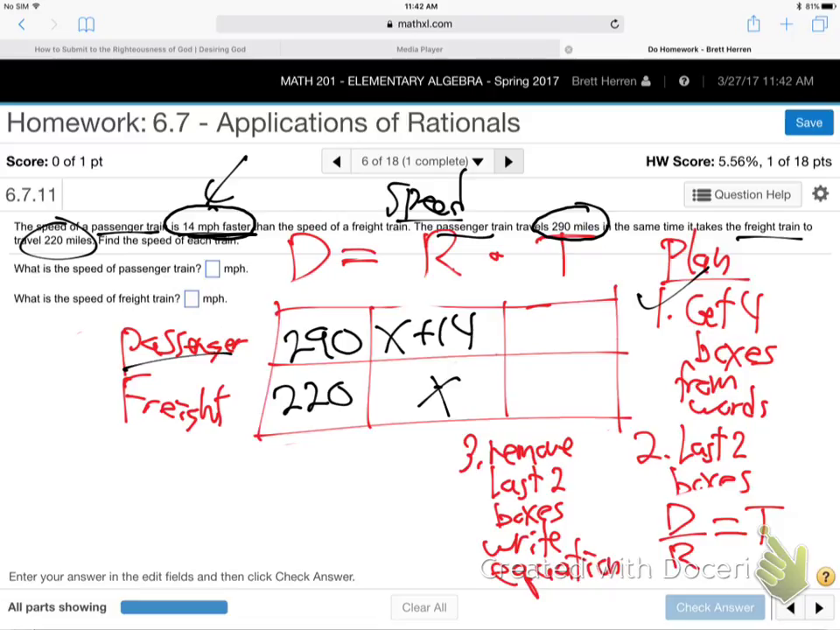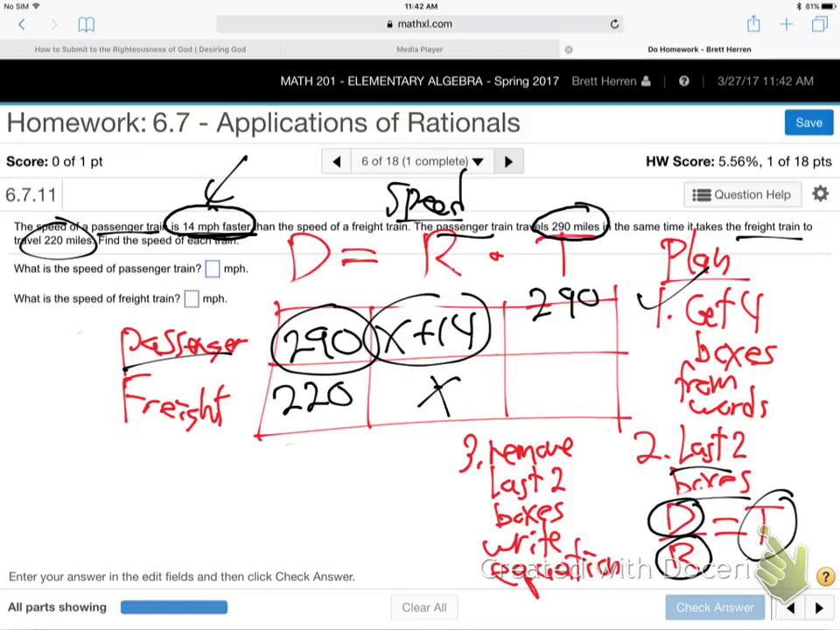Step 2, how do you get the last 2 boxes? You come up with a formula that will give you the time. Distance over rate is the time box. Take the D over the R and put it in the T. So 290 over X plus 14. And the D over the R, put it in the T. Everybody see what I did there? It's just the D over the R, put it in the T.